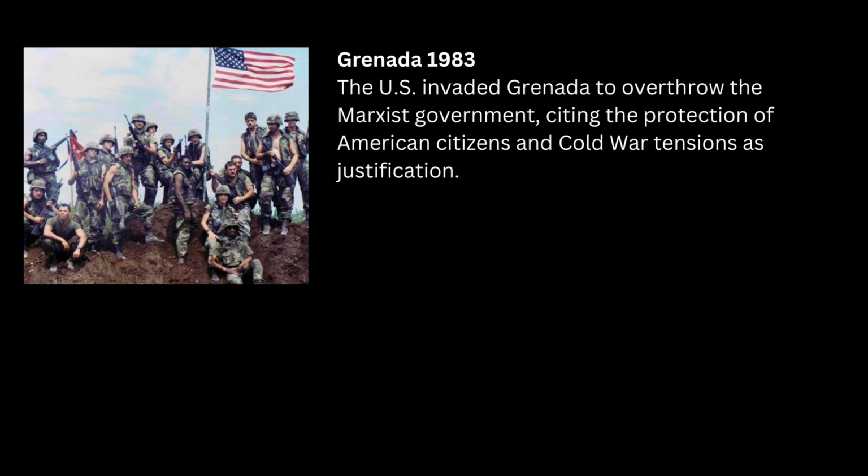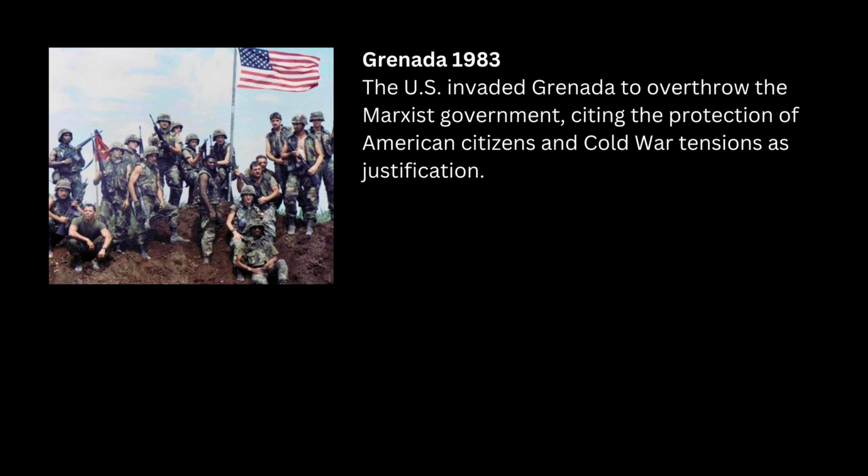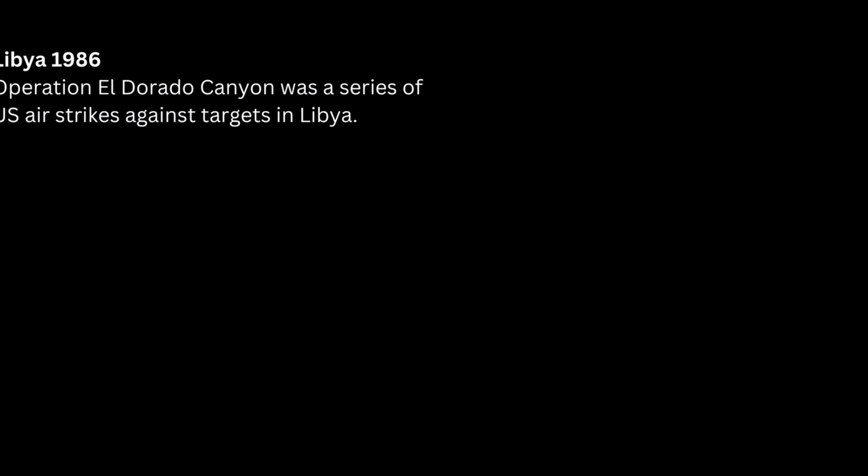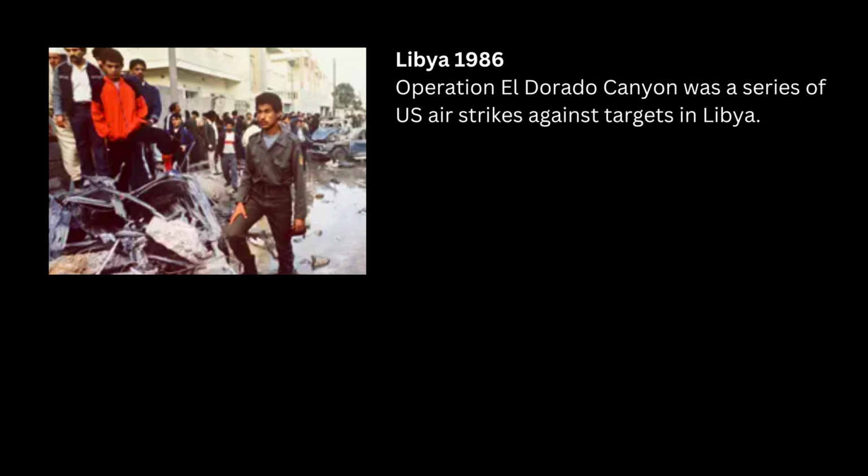The next military action to talk about is the U.S. invasion of Grenada in 1983, a tiny island in the Atlantic north of Venezuela, officially called Operation Urgent Fury. Next is 1986, when the U.S. bombed Libya for the first time. It happened again in 2011. That 1986 operation was called Operation El Dorado Canyon.